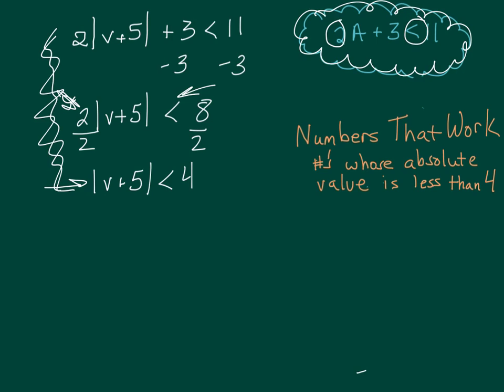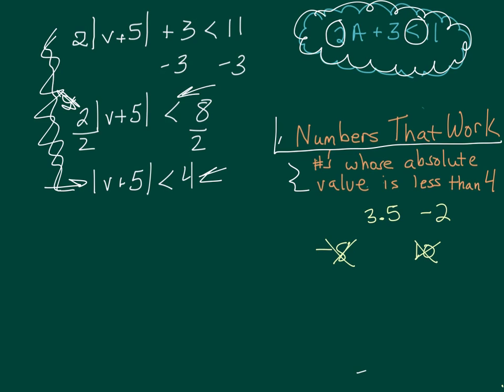So once we get it down to here, we've got to figure out how to deal with this. What we want to think about is what numbers are going to work, what numbers make sense. And as we can see here, it's numbers whose absolute value is less than 4. Just to give some examples, 3.5 has an absolute value less than 4. -2 has an absolute value that's less than 4. But something like -8, whose absolute value is 8, would not work. A number like 10, clearly that's not going to work.